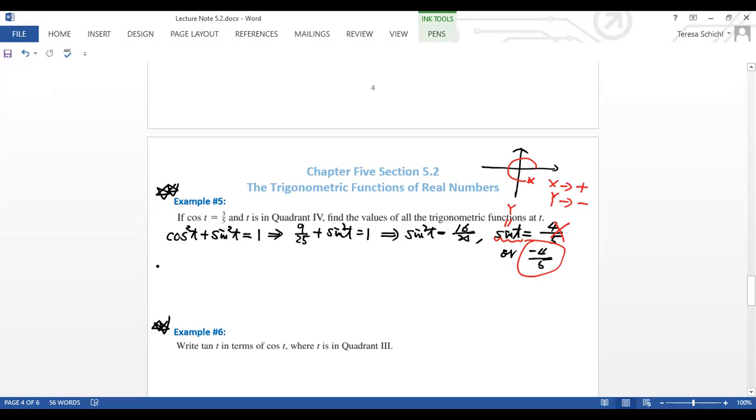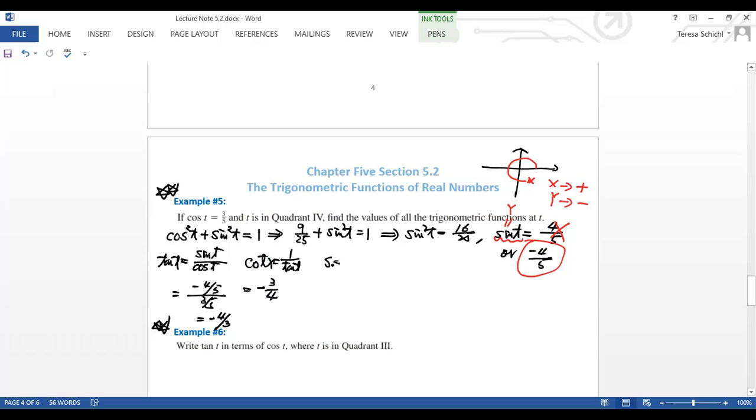Okay, so now I can say the tangent t from the identity, I know it's sine t over what? Cosine t. So I can say it's -4/5 over 3/5. So what is here? -4/3, right? Then I also know the cotangent t is just 1/tangent t, right? So cotangent t is -3/4, becomes pretty easy.